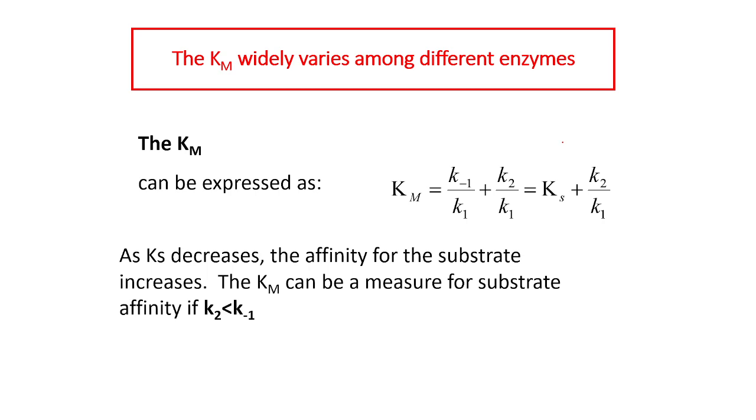Now, this particular constant Km varies widely among different enzymes. So, based on what type of enzyme we are using and what kinetics these enzymes follow, the Km can be expressed in many ways.